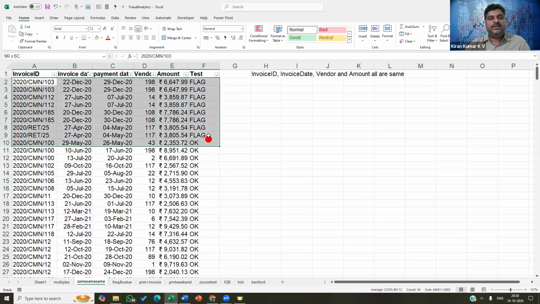So let me see how many transactions we have got. So I have almost how many? 4 plus 4, 8 transactions which are appearing multiple times. So these are my anomalies based on this logic. Okay, hope you understood that.